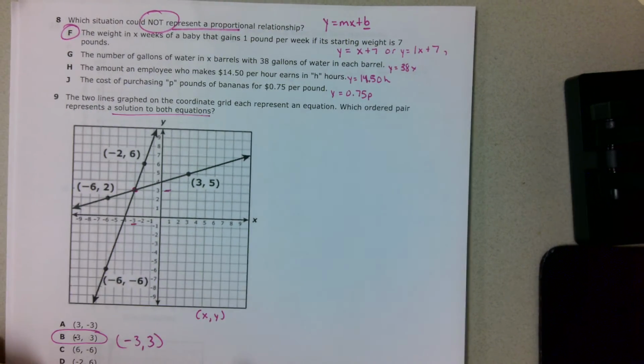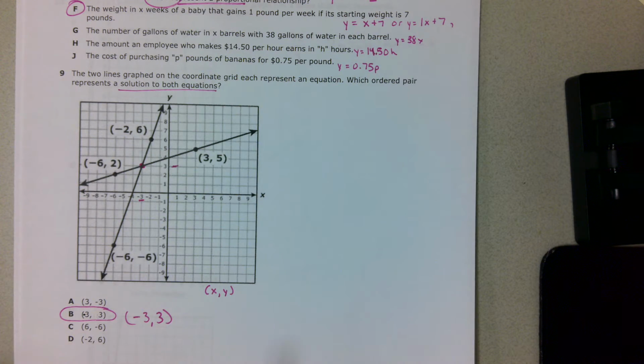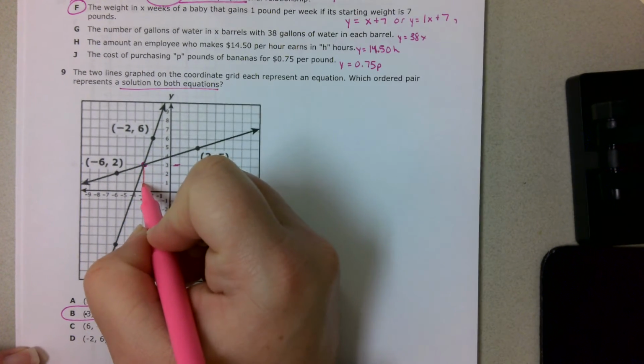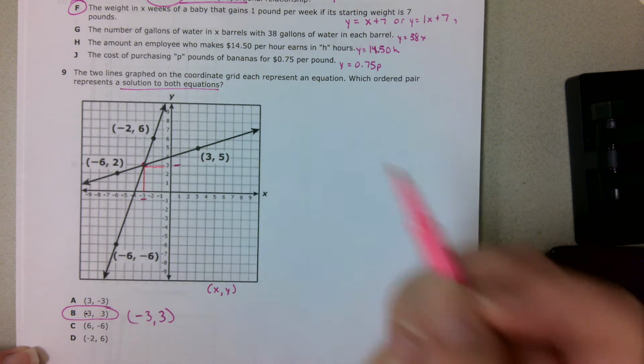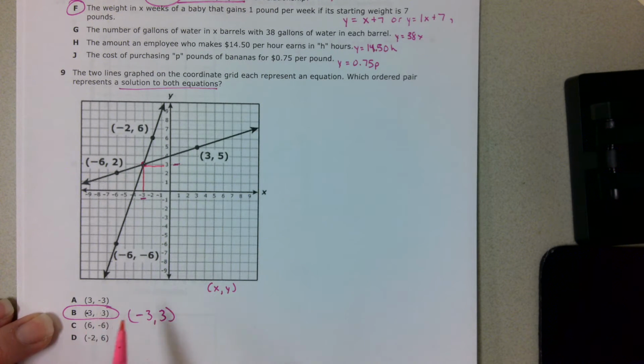Number 9, the two lines graphed on the coordinate grid each represent an equation. Which ordered pair represents a solution to both equations? So we're looking for the point where they intersect. And that is where x is -3 and y is 3. And that's this B answer here. And remember, it goes x then y for our ordered pair. So -3, 3.